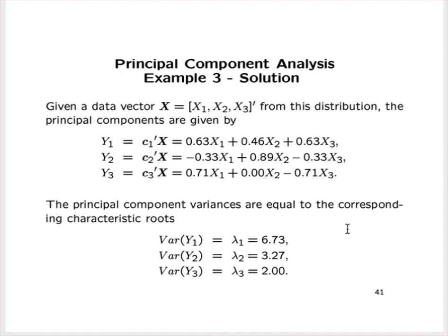Now, the principal component variances, the variances of y1, y2, and y3, again are given by the characteristic roots of the original covariance matrix. So the variance of y1 is lambda 1 equal to 6.73. The variance of y2 is lambda 2 equal to 3.27, and the variance of y3 is lambda 3, which is 2.00.